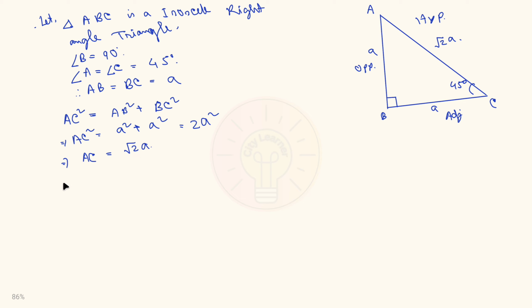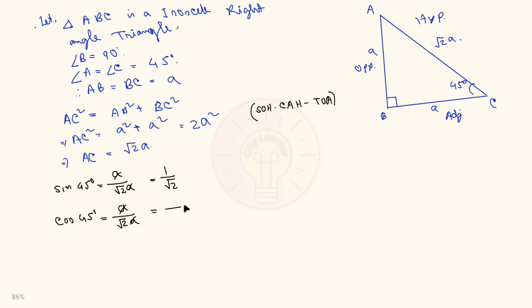So now we apply the trigonometric formulas. For sine 45 degrees: sine 45 degrees is equal to opposite side by hypotenuse. Opposite side is equal to A and hypotenuse is root 2 A. So A cancels. Sine 45 degrees is equal to 1 by root 2. Then cos 45 degrees. Cos 45 degrees is equal to adjacent side by hypotenuse. Adjacent side is A and hypotenuse is root 2 A. So it will become 1 by root 2.